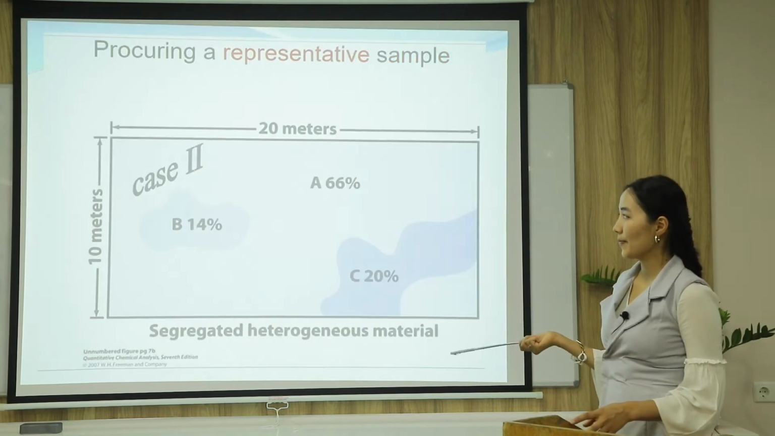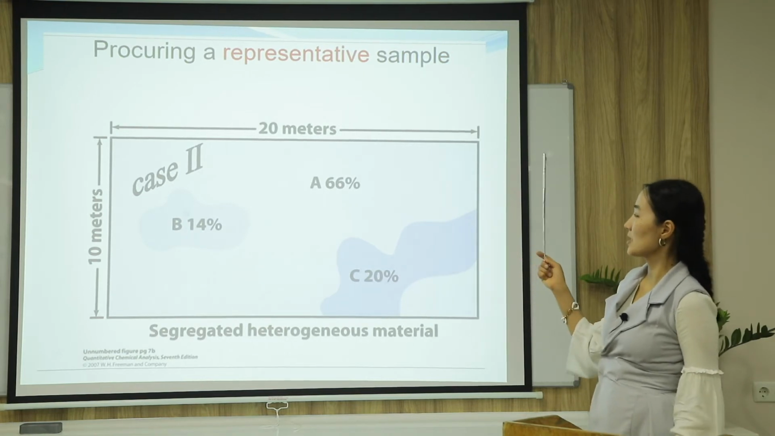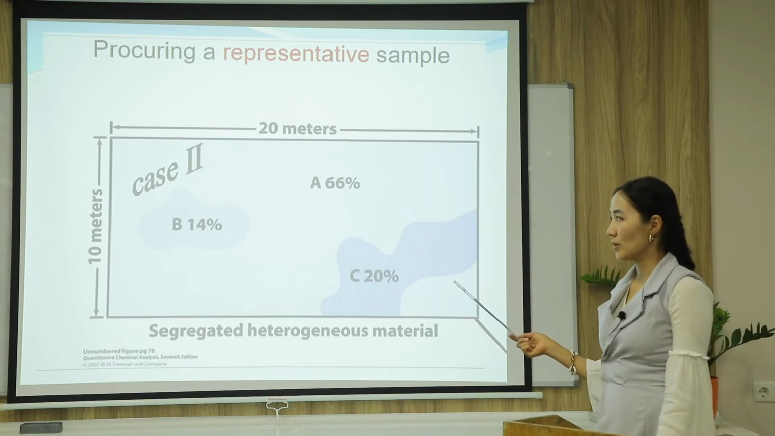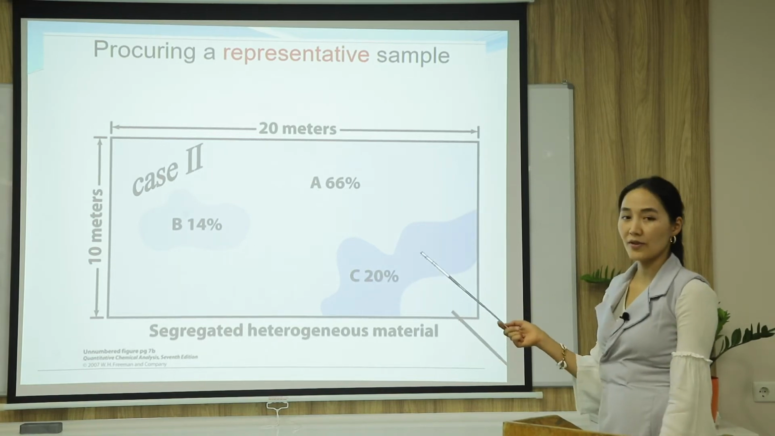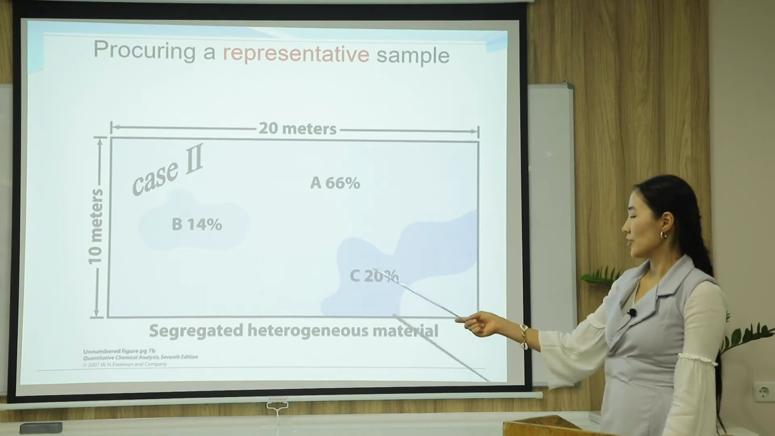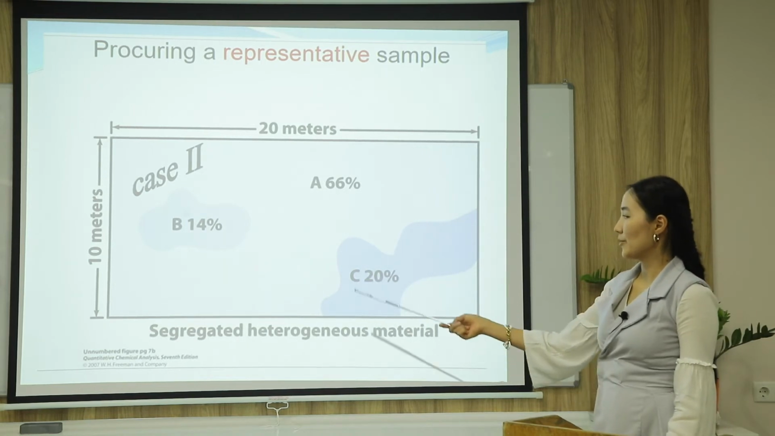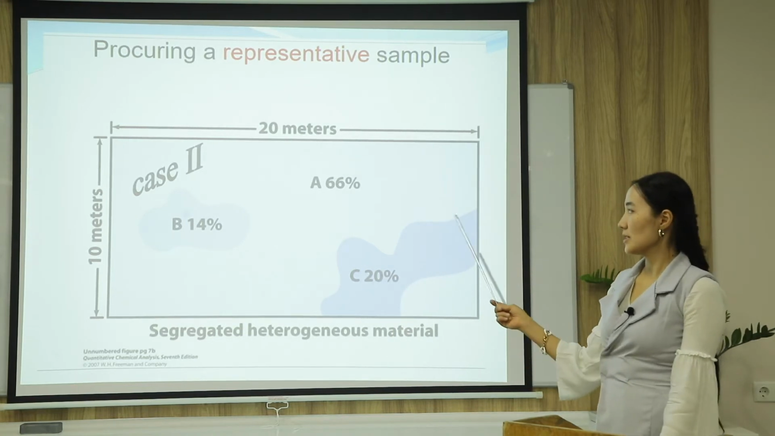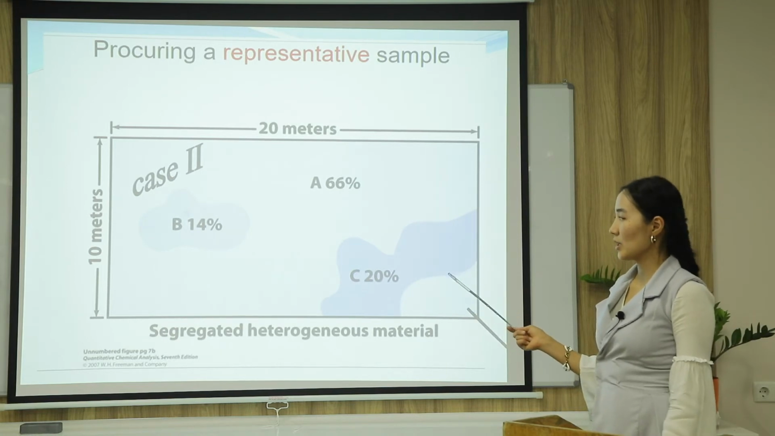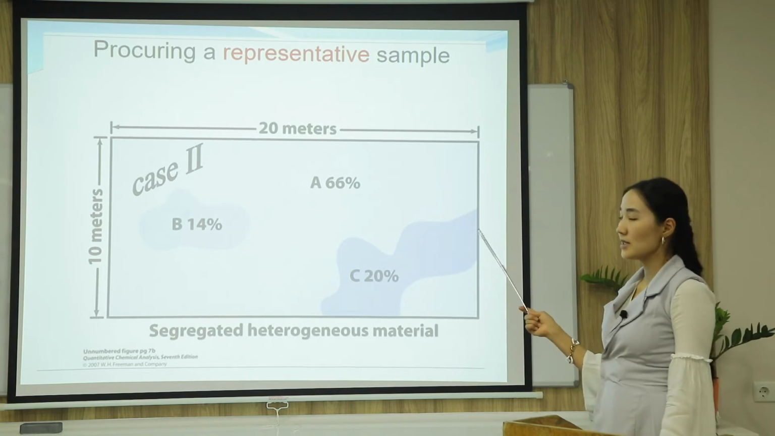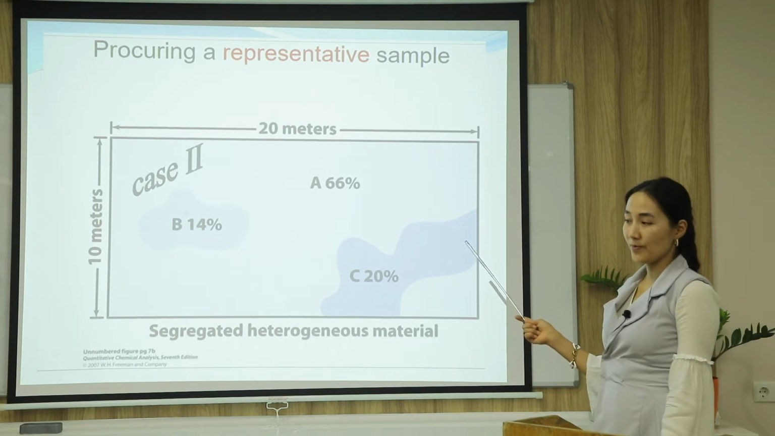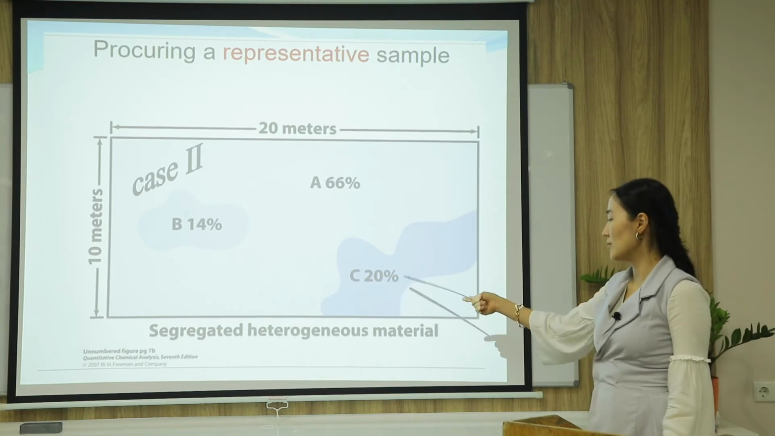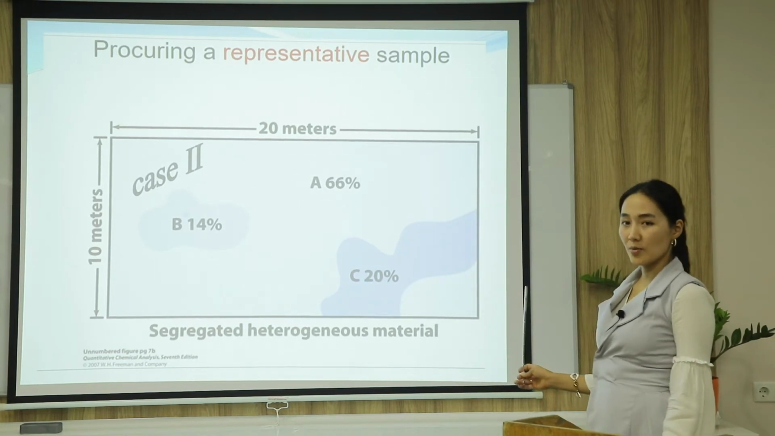Next please. In this case 2, procuring a representative sample, we have 3 different types of samples. It may be, for example, liquid, solid, and liquid. 3 different types of substance. Segregated heterogeneous material is 10 meters from this side and 20 from another one. You can see under the microscope that substance A makes up 66% of this mixture. This is most of it. The second one is B, 14%, and the third one, C, is equal to 20%.